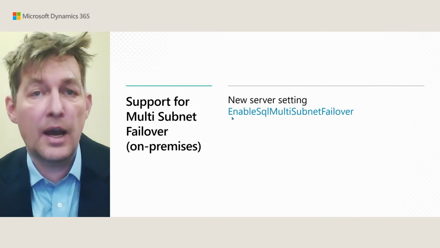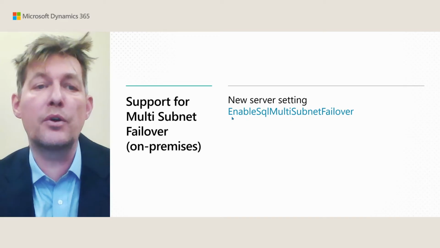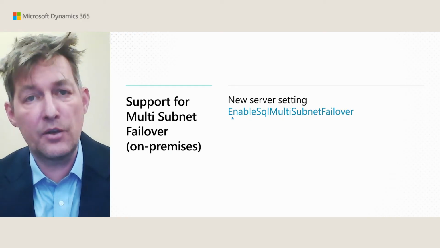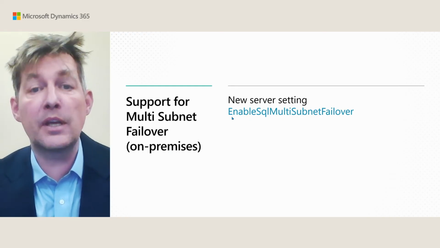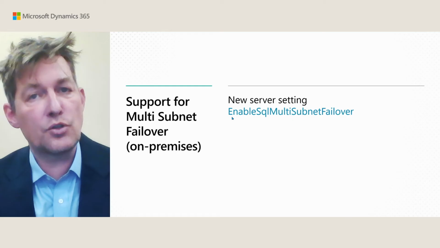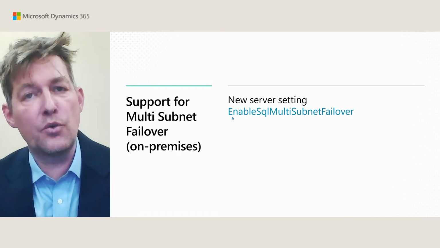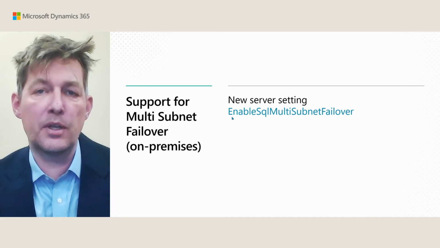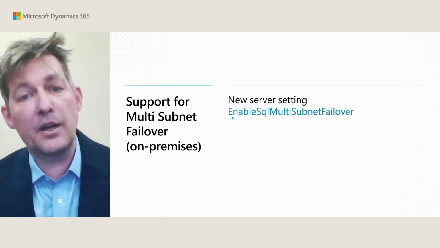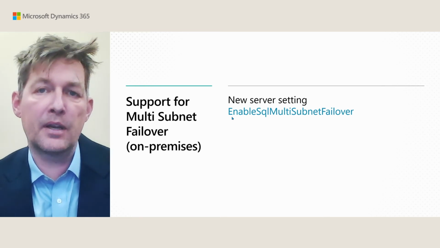And the final thing for the database is for on-premises. If you use high availability setups, such as multi-subnet failover, you now have a new option in this new server setting where you can set the property enable SQL multi-subnet failover to true. By doing this, the server will add new properties to the connection strings when the server connects and discusses data with SQL Server. By enabling this, your failover time can drastically be improved. If you need to use this, consult the SQL Server documentation on multi-subnet failover.